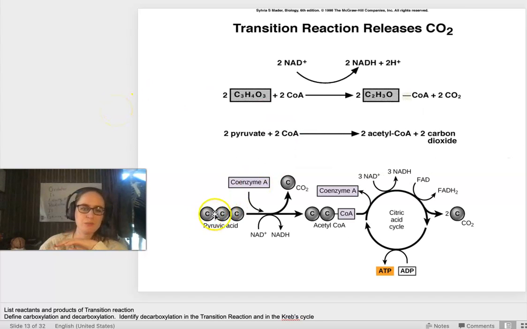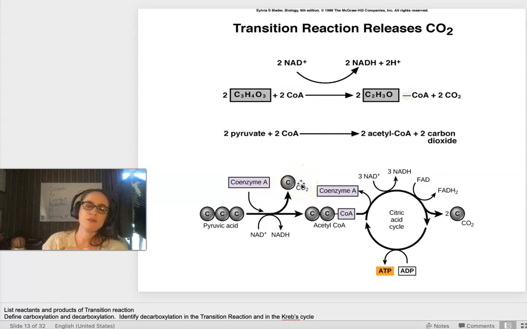So what you're seeing here is your pyruvic acid has this 3-carbon backbone. And in order to transform that into an acetyl-CoA, we've got a 2-carbon backbone and the coenzyme A here. We did actually lose a carbon and 2 oxygens from that molecule. So this is a process known as decarboxylation. This is a carboxyl group, and we lost it, so we decarboxylized it. So our transition reaction, therefore, is a decarboxylation reaction.